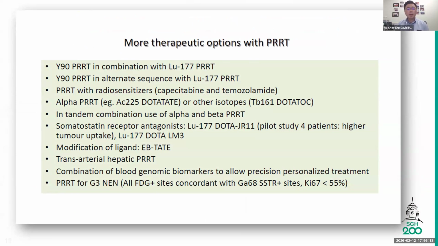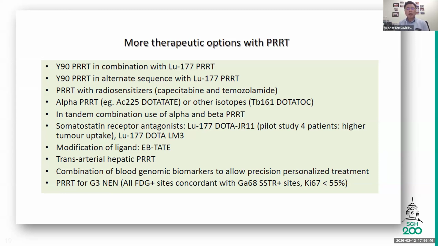Some people would say that you can combine lutetium PRRT with yttrium-90 PRRT. You can do it in alternate sequence. You can do radio-theranostics with radiosensitizers to improve the response of the tumor. Or you could change the isotope to alpha particles such as actinium-225 or even terbium-161. Or you could use both alpha and beta particles in the same production.